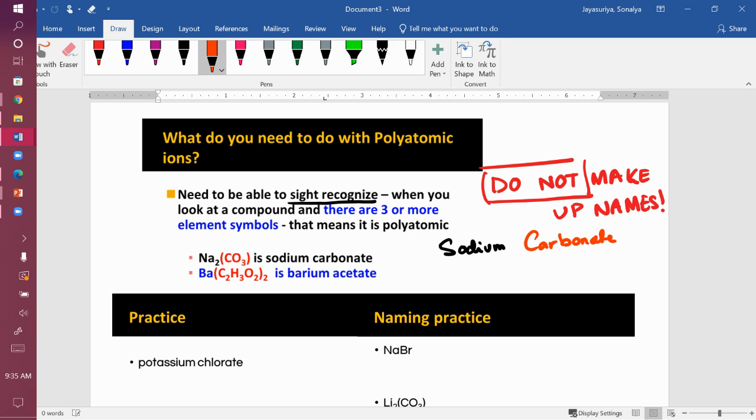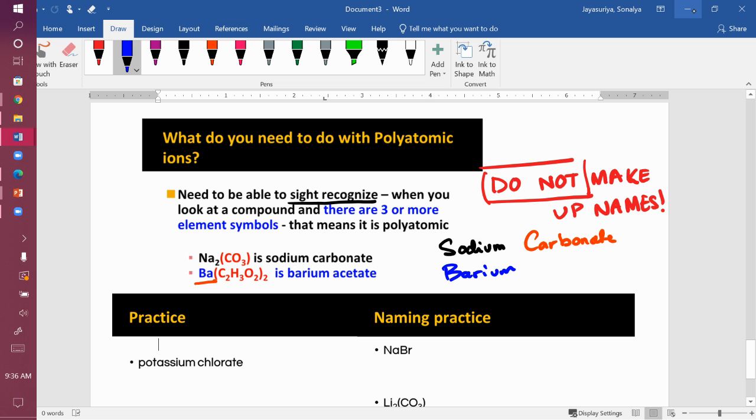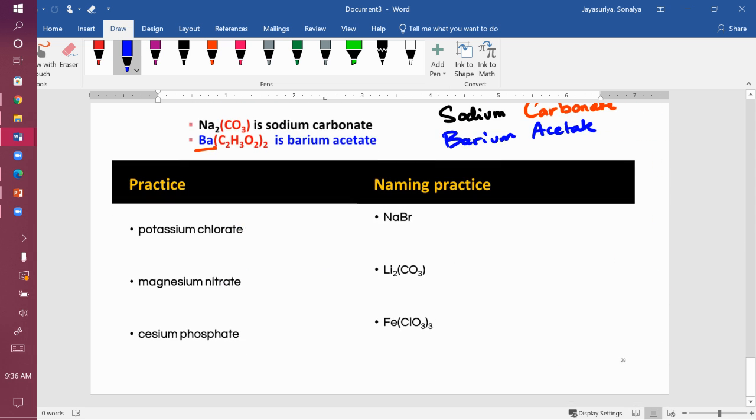That's it. Okay, this one, you see that this is Ba, so you write barium. And then you see parentheses. Your eyes should say, look, there are parentheses. Your brain should tell you, oh, look, it's a polyatomic anion. Where do I find polyatomic anions? On the back of my periodic table. So I'm going to find C2H3O2. The name of that is acetate. Do I make up a name? No. I just look and I write the name acetate. Done. That's naming, and forming is the same thing. So let's practice doing both now.